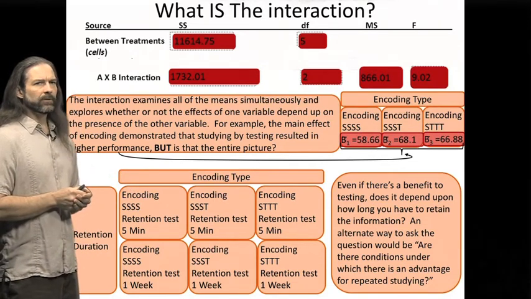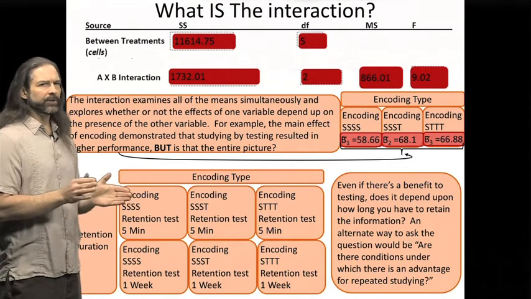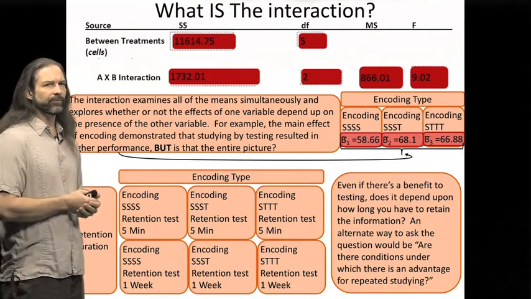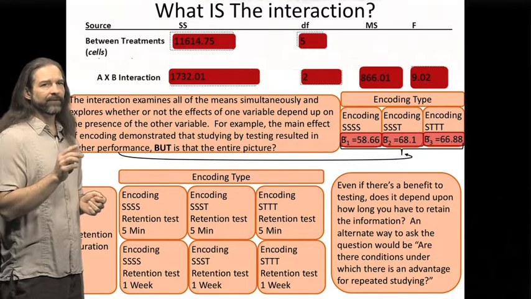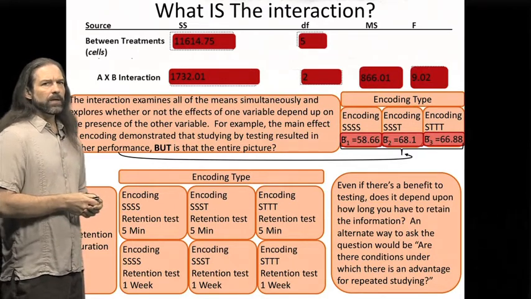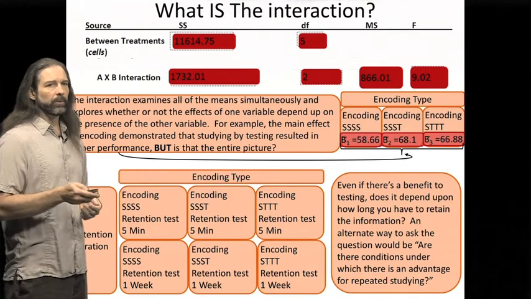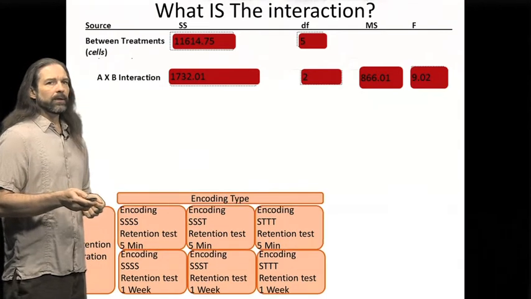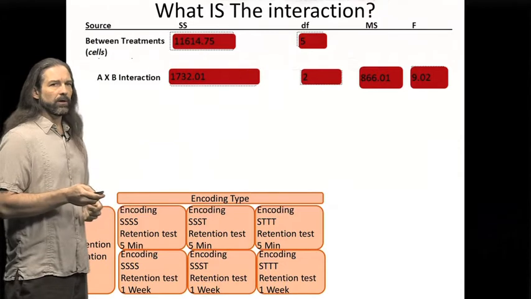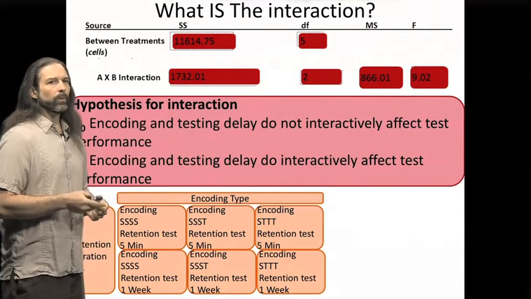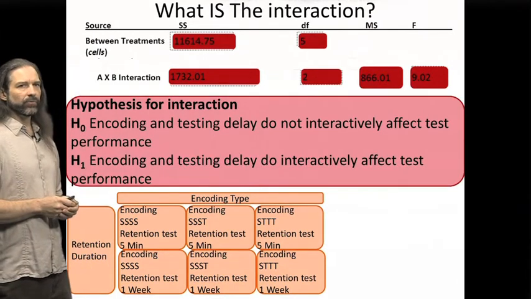So we have to look at the entire picture at once, because the interaction effect was significant. Even if we do benefit from testing, there may be more to the story and we need to understand that story. The best way to do that is to look at all these cells together. We have to develop that hypothesis for the interaction.